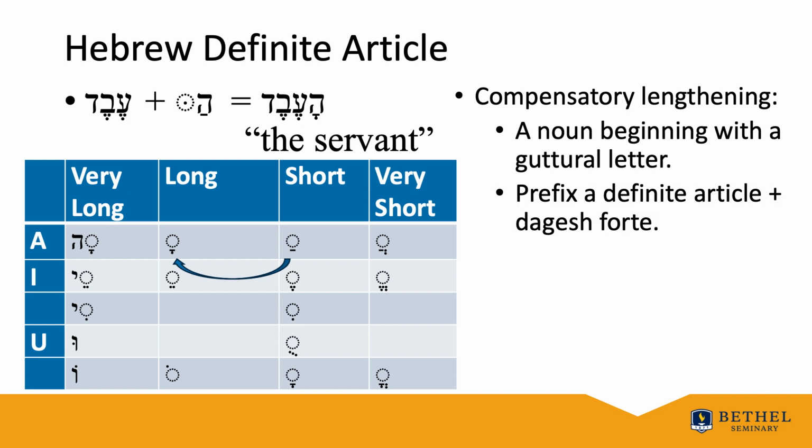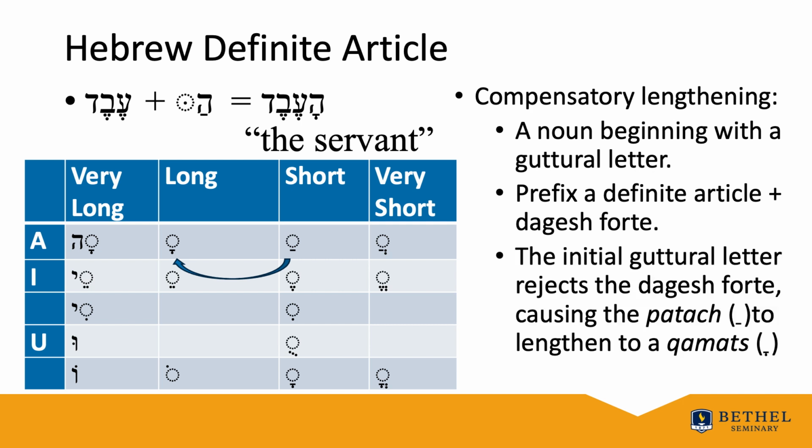Now we know that the definite article is pronounced ha with he, patach, and a dagesh forte in the first letter of the noun. But if there is a noun beginning with a guttural, it doesn't want the dagesh forte. It rejects it. So what will happen? What will happen here is that the vowel under the definite article ha, which is the patach, lengthens to a kamatz. This is because patach is a short vowel and it will take the lengthened form kamatz, as you see in this table.